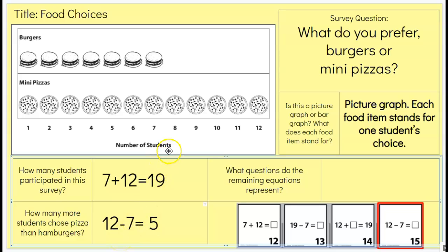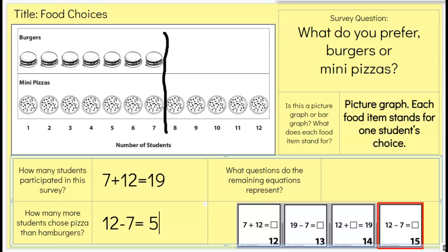You also could have looked up at our graph to see that if we drew a line right here where our pizzas keep going but our hamburgers stop, you could count that there are 1, 2, 3, 4, 5 more pizzas.